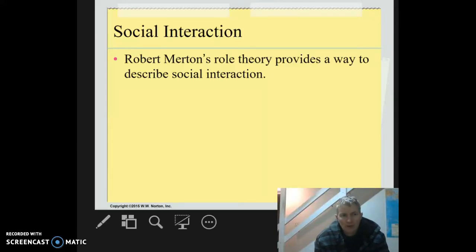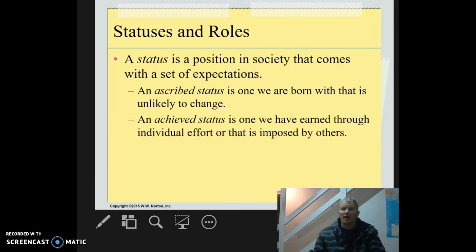So, another important figure in understanding the importance of social interaction and socialization and how all that process works is Robert Merton. Robert Merton creates this idea of role theory and provides a way to describe what's actually going on with social interaction. Some important things to understand when you're talking about Merton is the importance of status and role.